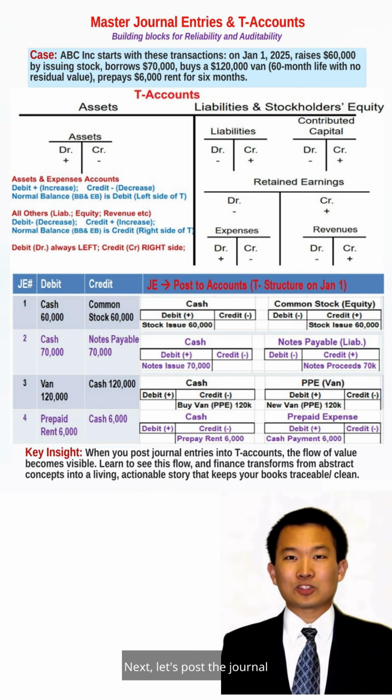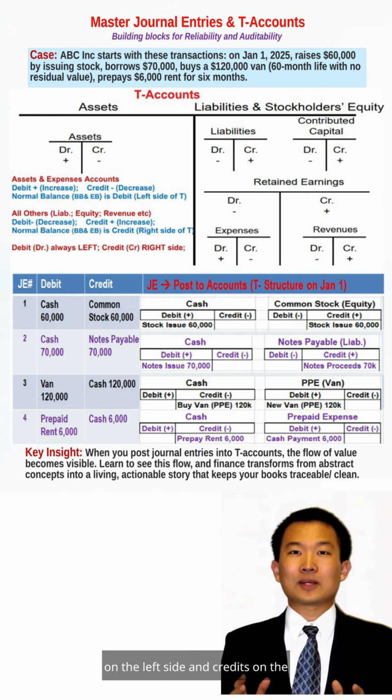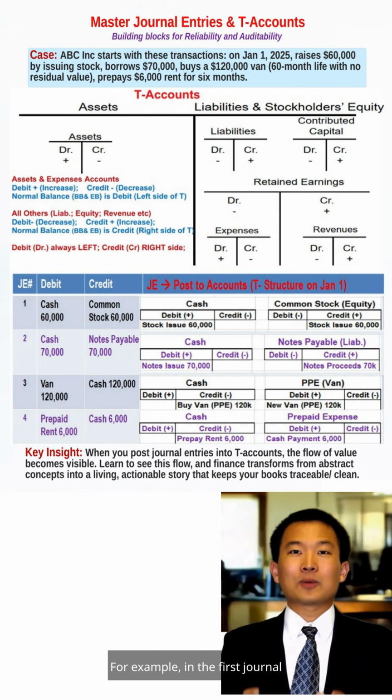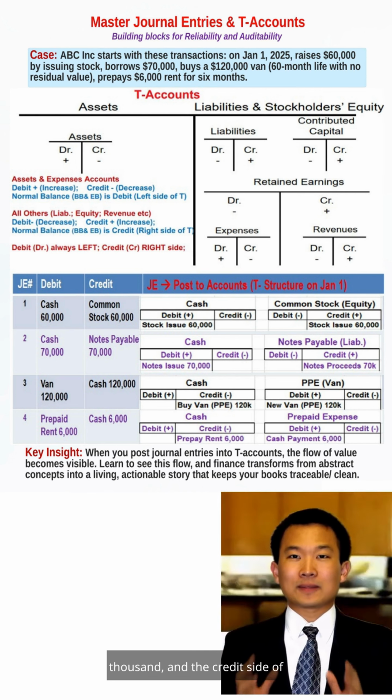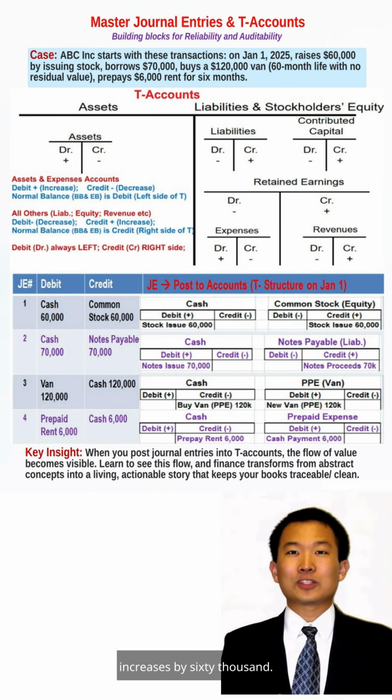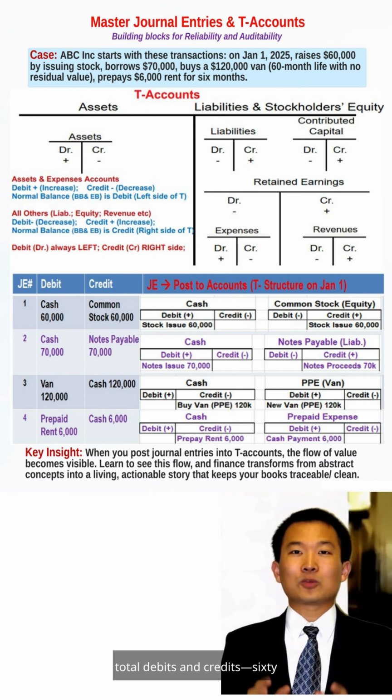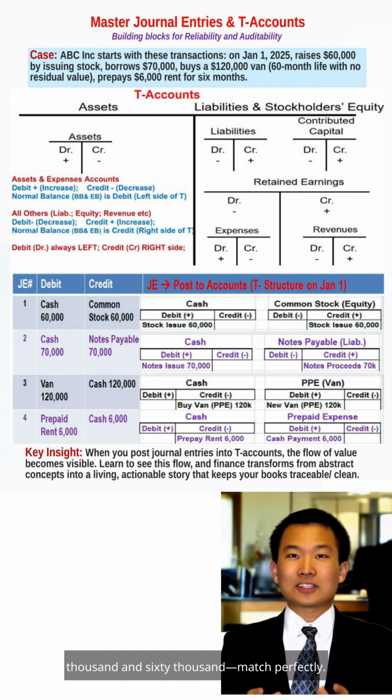Next, let's post the journal entries to T accounts, with debits on the left side and credits on the right side. For example, in the first journal entry, the debit side of the cash T account increases by $60,000, and the credit side of the common stock T account increases by $60,000. This way, both accounts are affected at the same time, and the total debits and credits, $60,000 and $60,000, match perfectly.